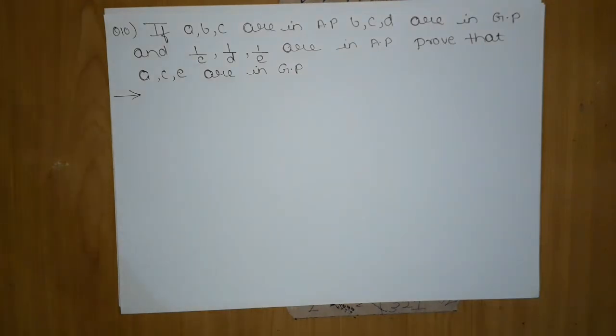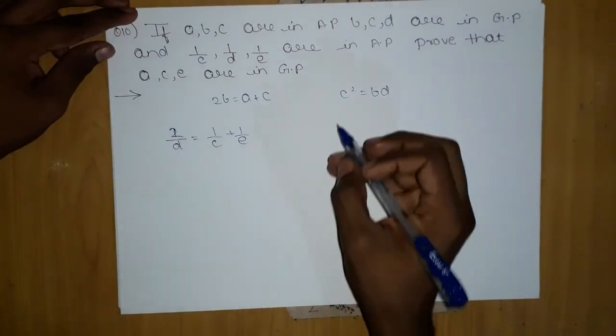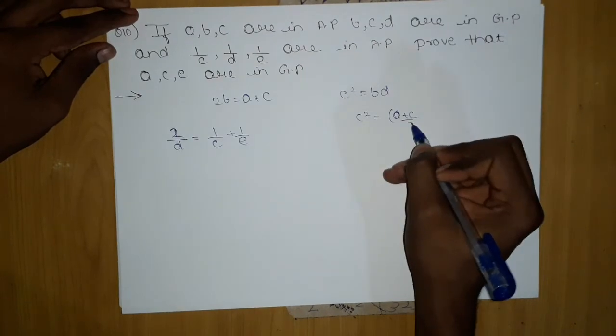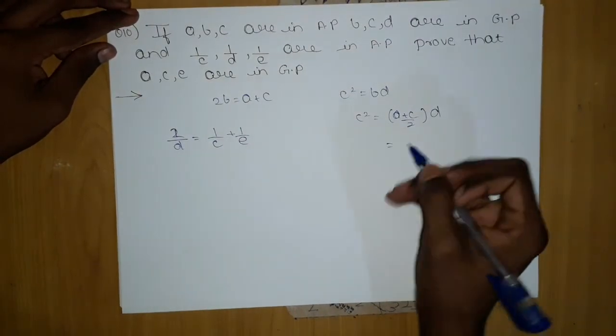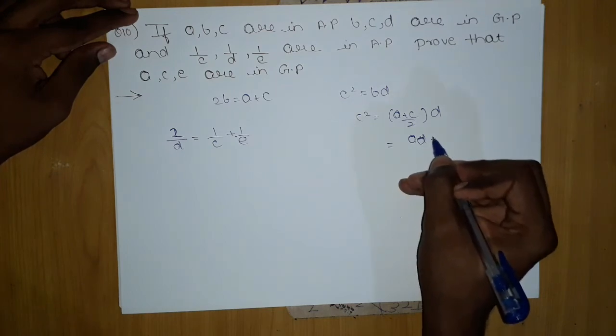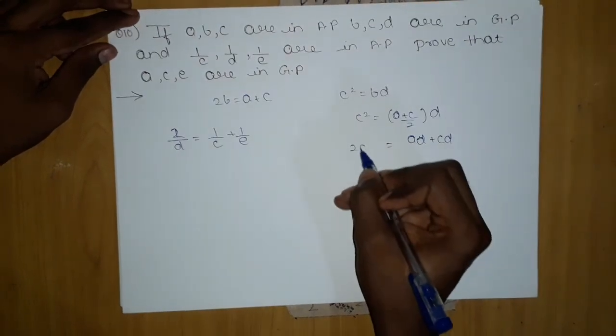The question says, if A, B, C are in AP and B, C, D are in GP, and 1 by C, 1 by D, 1 by E are in AP, prove that A, C, E are in GP. We want to prove this. Now what I can do is put the B value here, which is nothing but A plus C by 2 into D, which gives me AD plus CD, should be 2C square.